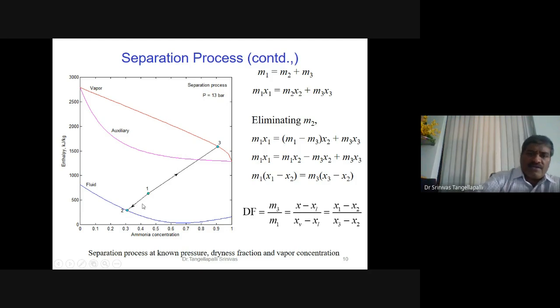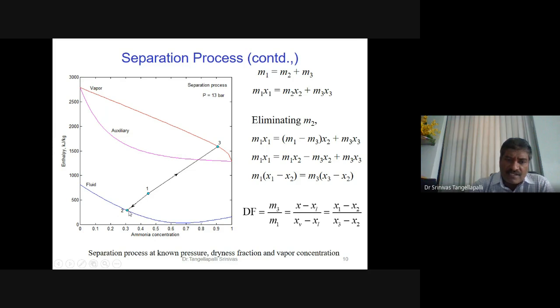If you take a long scale, measure the distance in millimeters of 2 to 3, and the length of 1 to 2 in millimeters, and take the ratio, length of 1-2 by length of 2-3, that gives the dryness fraction. This is according to the lever rule. According to the lever rule, the mass of the vapor is directly proportional to the length of the isotherm towards the liquid side.